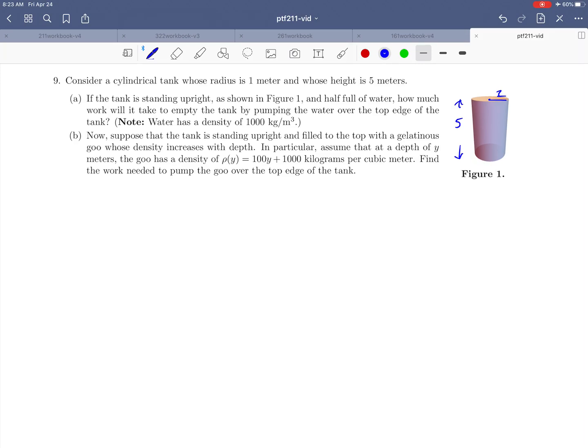Hello everybody, and welcome to part B of problem 9. And this is another problem of calculating the work needed to empty a tank. In this problem, we've got the same tank that we're looking at in figure 1.